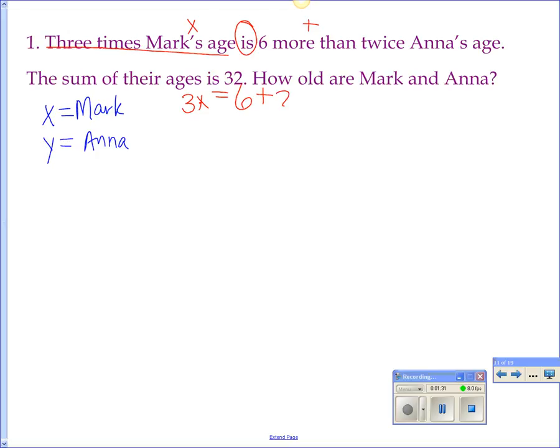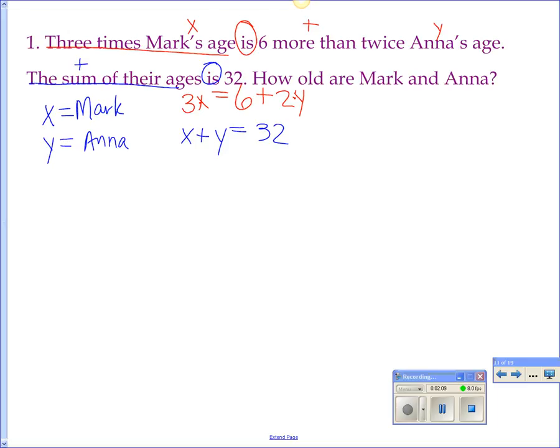Twice. That's going to be 2 times Anna's age. What letter am I using for that? Y. Okay, so that's my first equation. 3x equals 6 plus 2y. All right? The next equation is going to be the sum of their ages. So the sum of both of them. What does sum mean? Add. And we're adding both of them. So that just means x plus y equals 32. Okay.